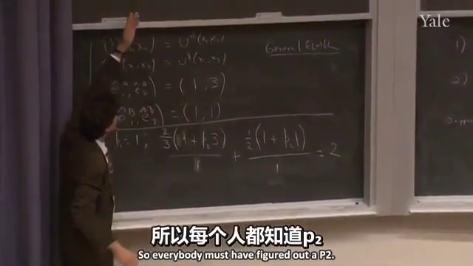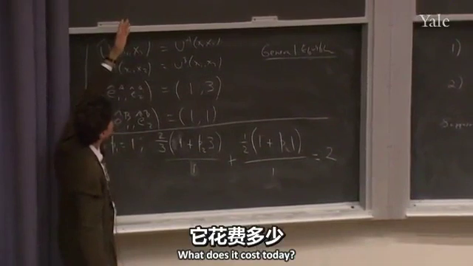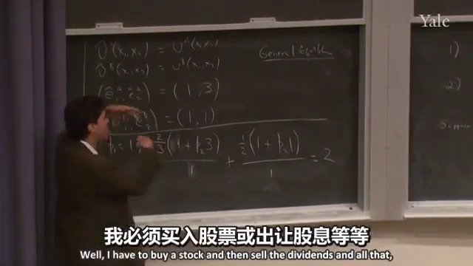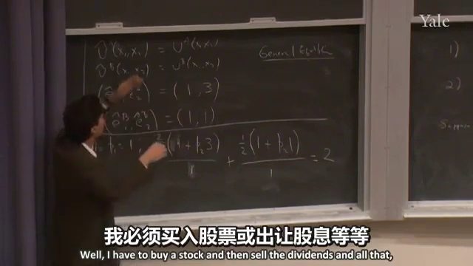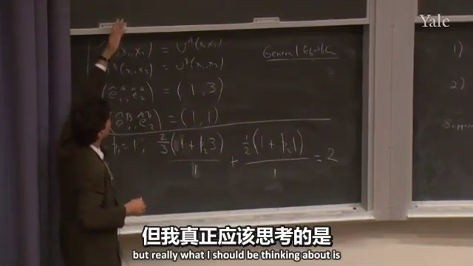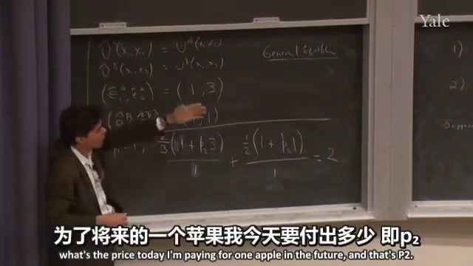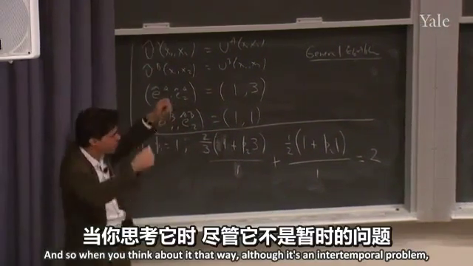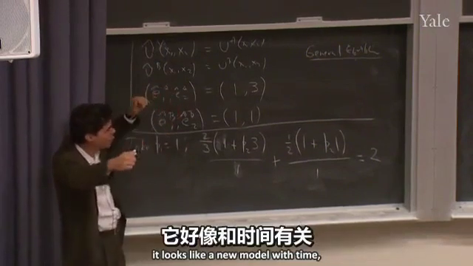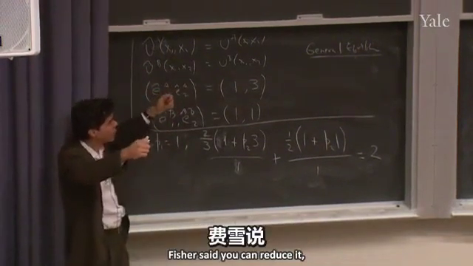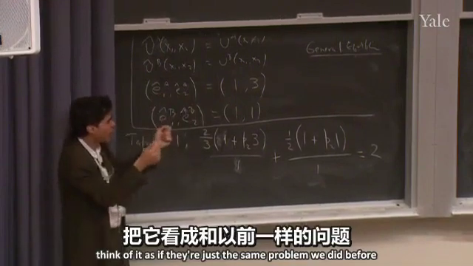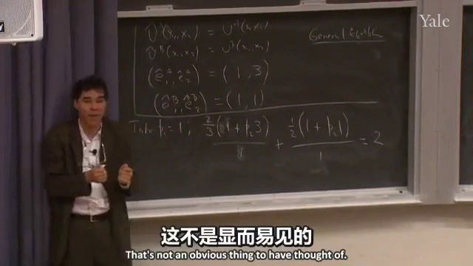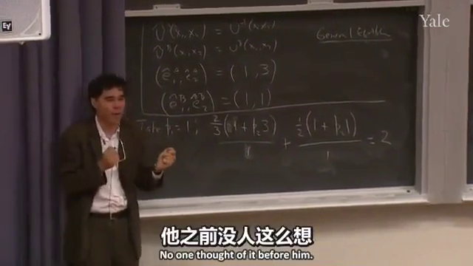So everybody must have figured out a P2. What does it cost today? How much money do I have to give up today to get an apple in the future? Well, I have to buy a stock and then sell the dividends and all that. But really, what I should be thinking about is what's the price today I'm paying for one apple in the future? And that's P2. And so when you think about it that way, although it's an intertemporal problem, it looks like a new model with time. Fisher said you can think of it as if it's just the same problem we did before, with two goods you're trading at the same time. That's not an obvious thing to have thought of. No one thought of it before him.